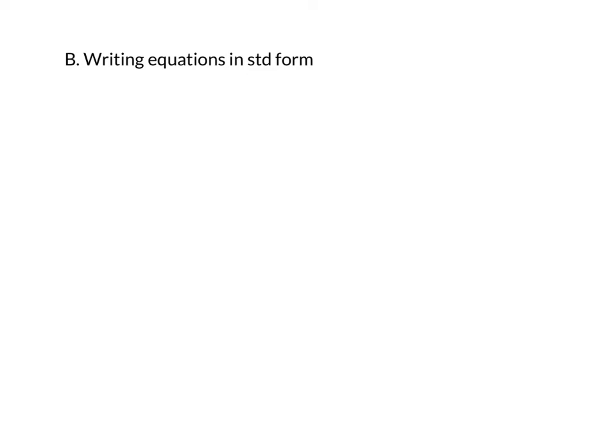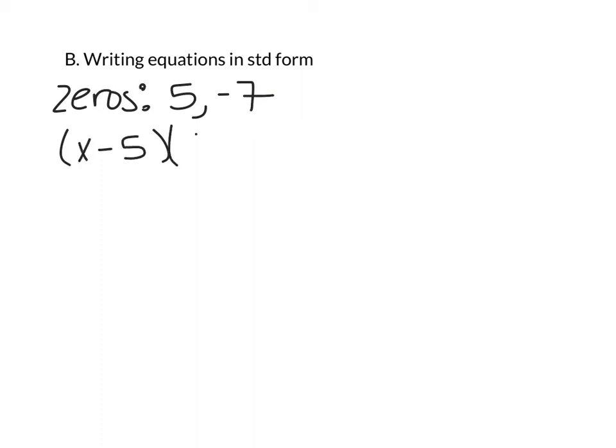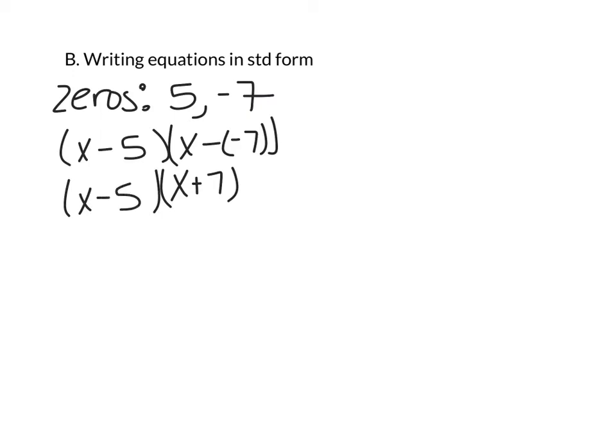So what if we had an equation in standard form and the zeros are, say, 5 and -7? Well, we know that the zeros come out of the factors. The factors are x minus p and x minus q. So if it's x minus 5 and x minus -7, that becomes x plus 7. So we have x minus 5 times x plus 7, and you can multiply that out however you like.